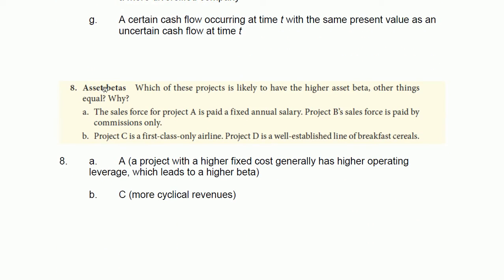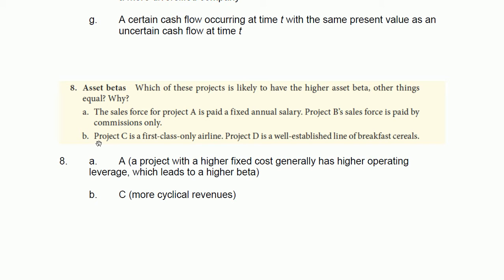Number 8, asset betas. Which of these projects is likely to have the higher asset beta, other things equal, and why? A, the sales force for project A is paid a fixed annual salary, while project B sales force is paid by commissions only. And we find that project A will have a higher beta because it's a project with a higher fixed cost, and it generally will have a higher operating leverage, which will lead to a higher beta.